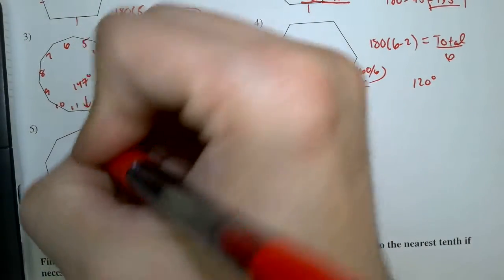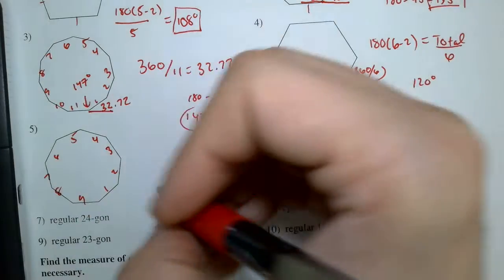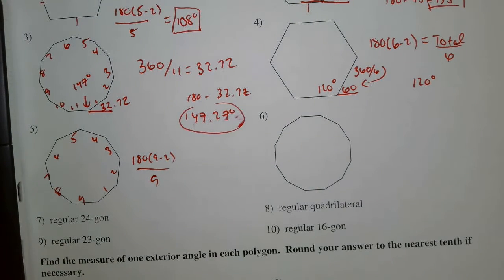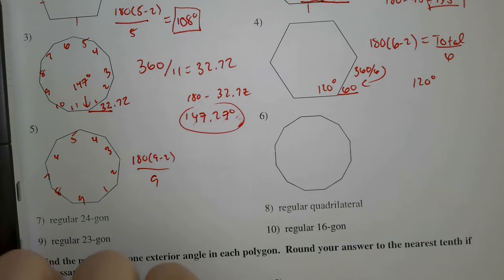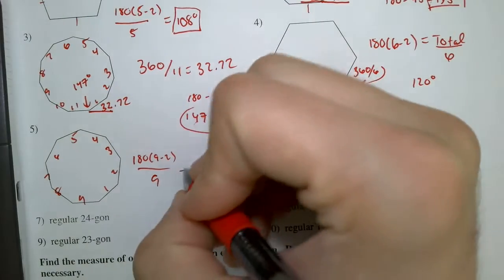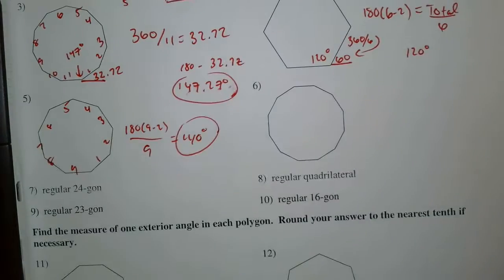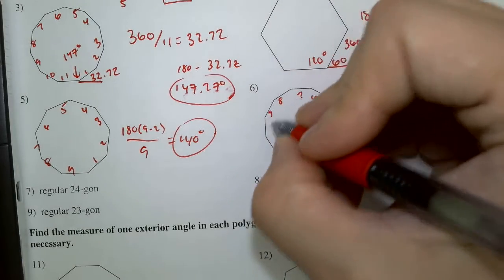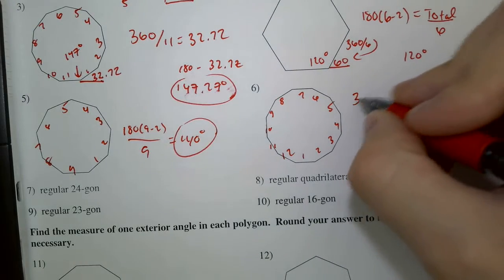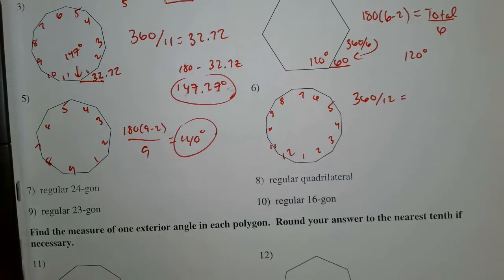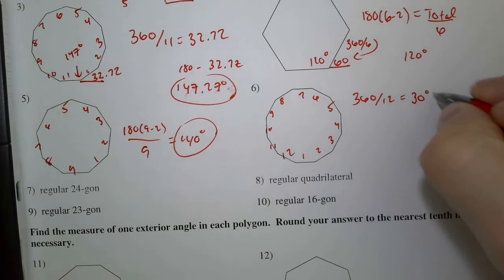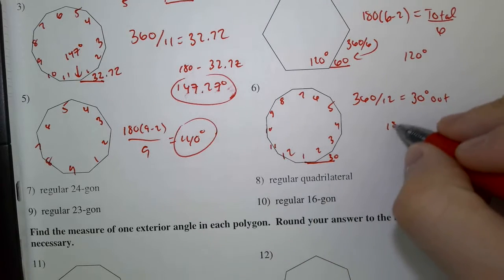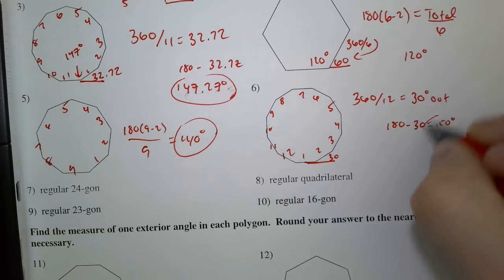1, 2, 3, 4, 5, 6, 7, 8, 9. I'm going to do 180 times 9 minus 2, divide by 9. And I got 140 degrees. So it's simple as plug and chug here. 1, 2, 3, 4, 5, 6, 7, 8, 9, 10, 11, 12. 360 divided by 12 ends up equaling, for the outside angle, 30 degrees on the outside. If it's 30 degrees there, how much is on the inside? 180 minus 30, 150 degrees for the inside angle.